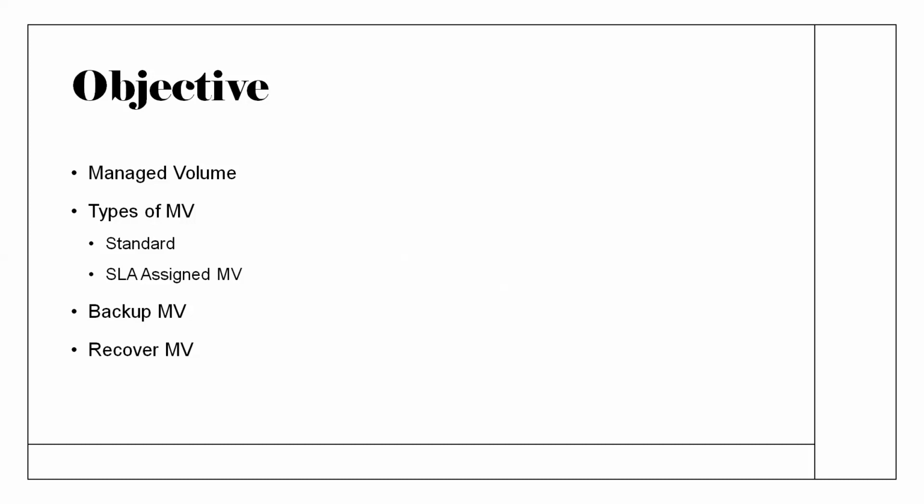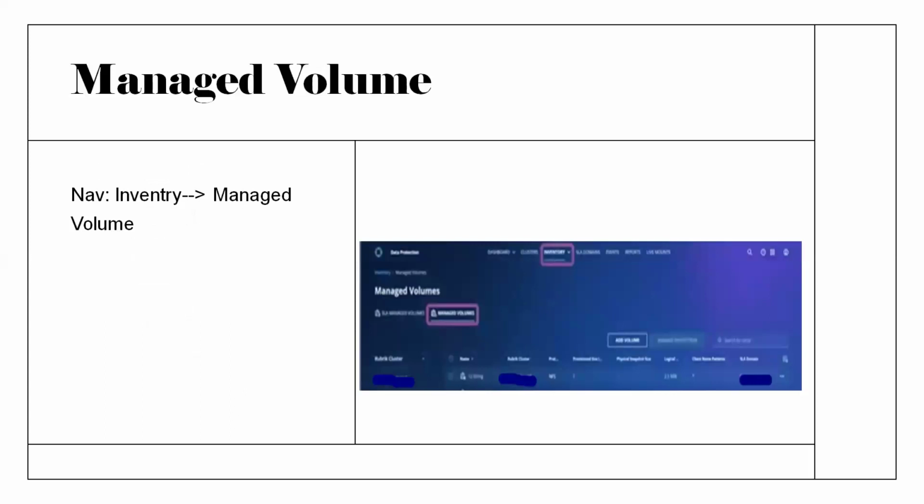backup of them. So there are two types of managed volumes: standard and SLA assigned managed volumes. We'll discuss standard and SLA assigned and backup and recover managed volumes. So navigation is inventory, managed volumes.